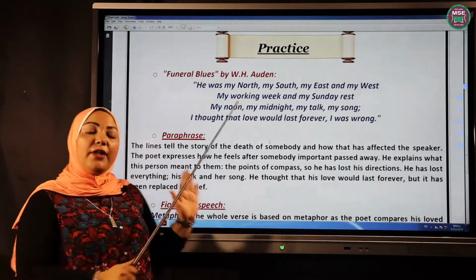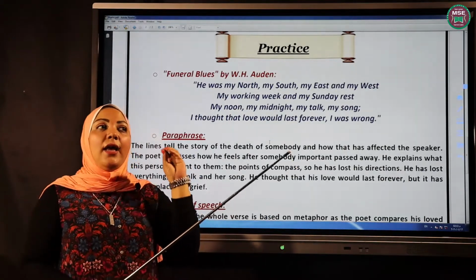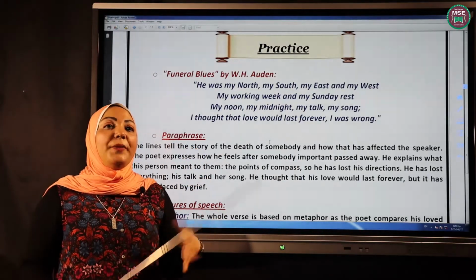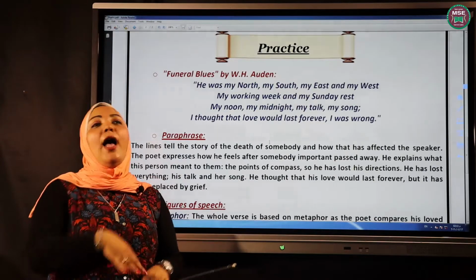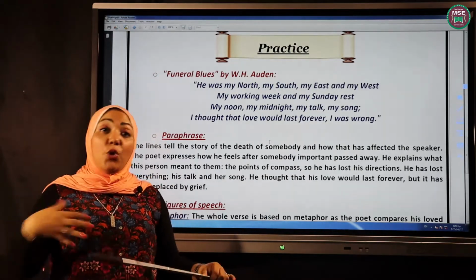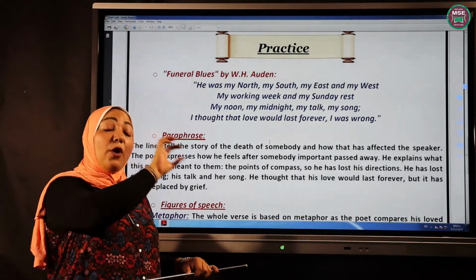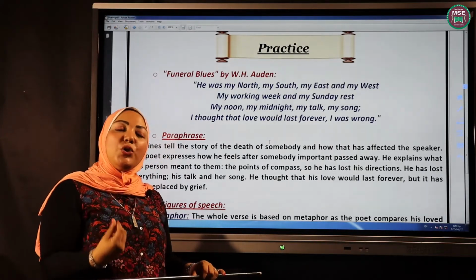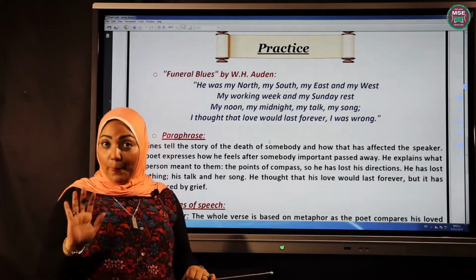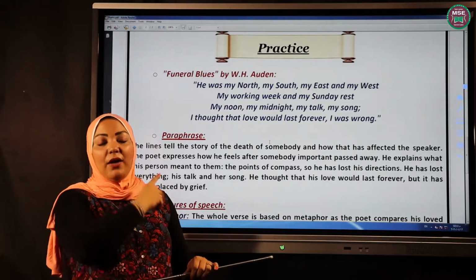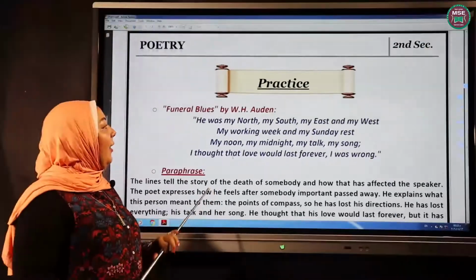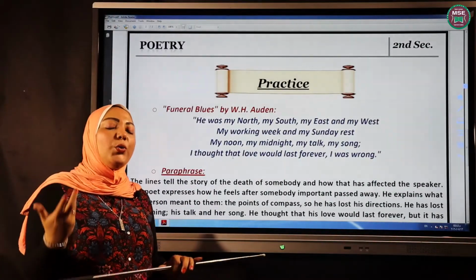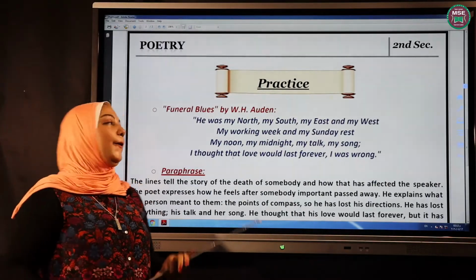So from the title of the poem, you can realize that this poem actually is not going to be a cheerful one or talking about happy moments, for example. So you expect from the title of the poem that it's going to deal with emotions of sadness somehow. Okay, and maybe death, because we said funeral. Let's read the lines and try to understand what the poet wants to convey to us here.